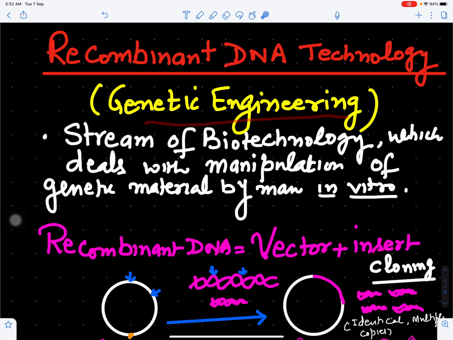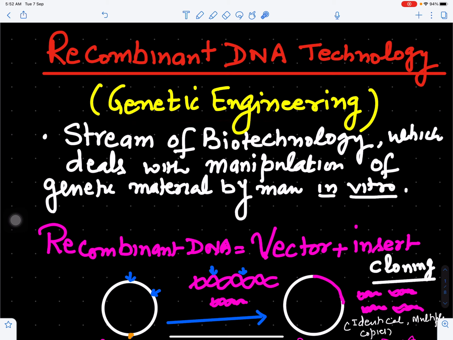So we can define it. This is a stream of biotechnology which deals with manipulation of genetic material by man in vitro. Now, man is always interested in high quality of crop materials, animals. So he keeps on manipulating the genetic material of plants and animals. And this manipulation or changing of genetic material is called as genetic engineering.